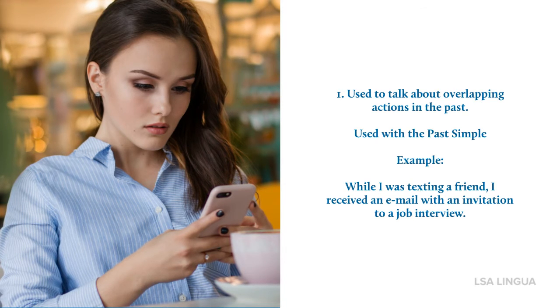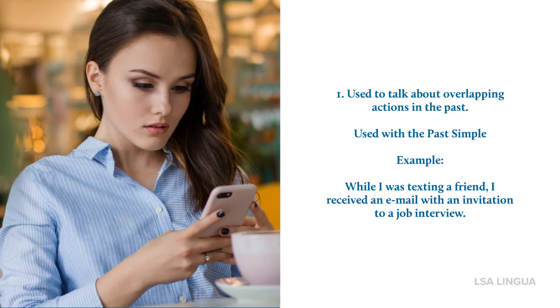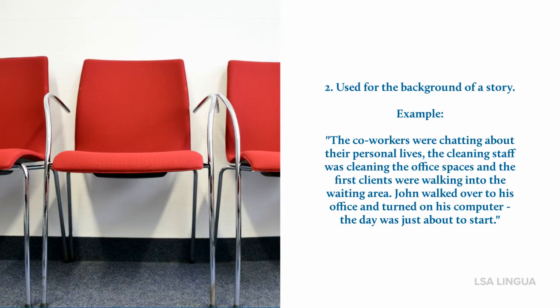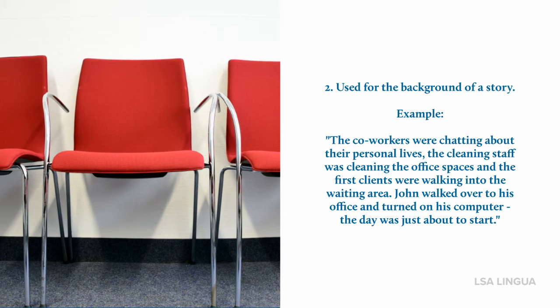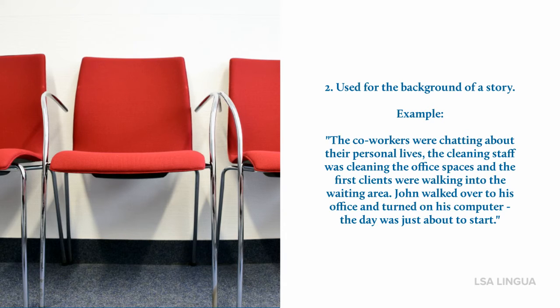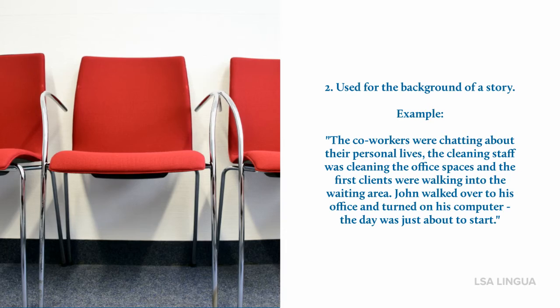For example, while I was texting a friend, I received an email with an invitation to a job interview. So the past simple continuous is often used for the background of a story. And note that we often use the past simple for the actions. For example, the co-workers were chatting about their personal lives, the cleaning staff was cleaning the office spaces, and the first clients were walking into the waiting area. John walked over to his office and turned on his computer. The day was just about to start.